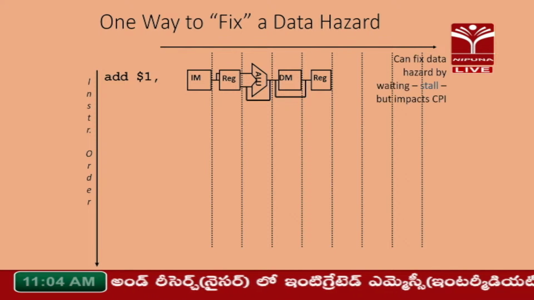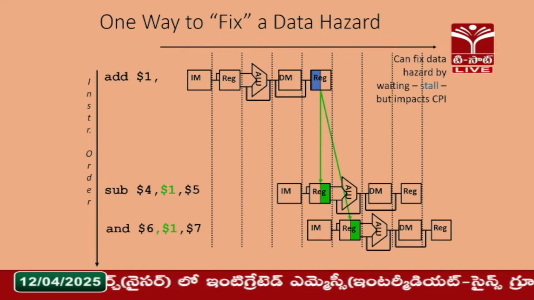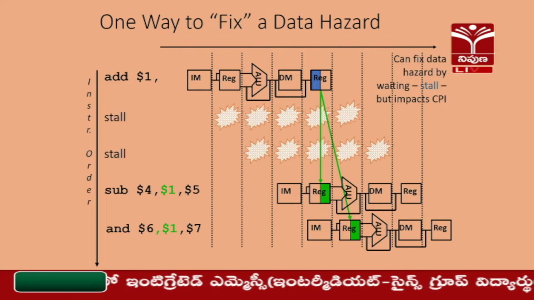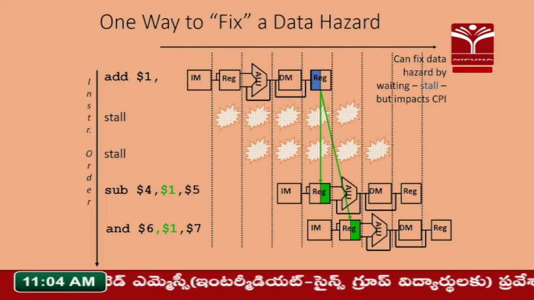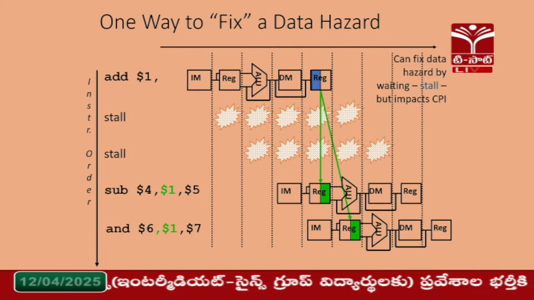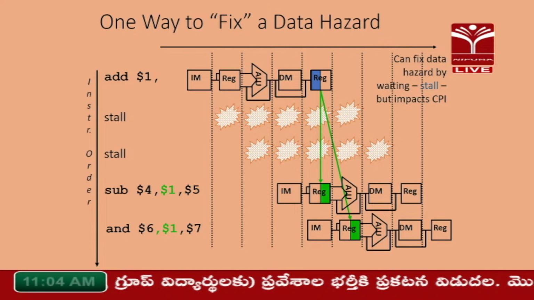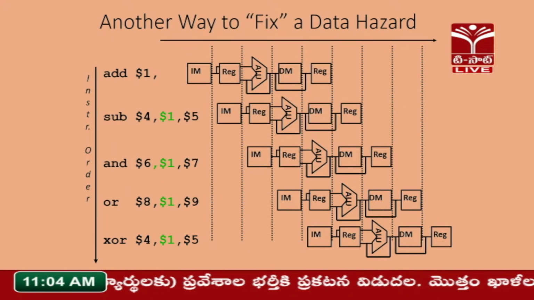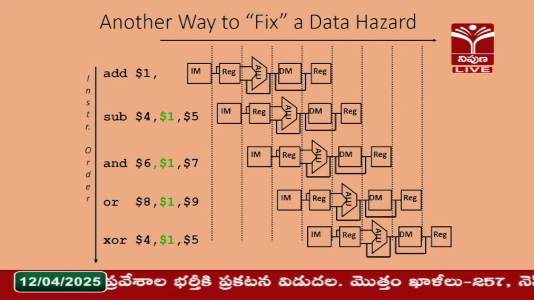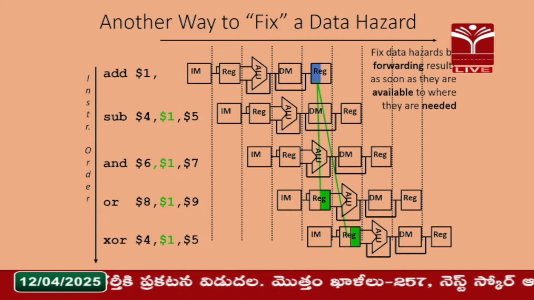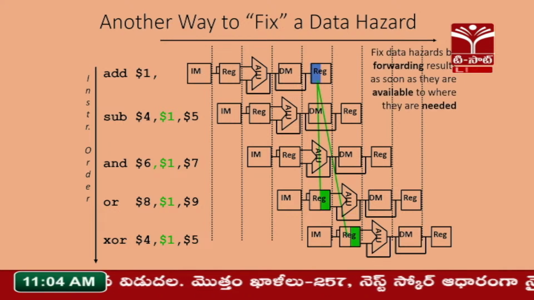So, in a data forwarding case, so this is a stall. Just now we talked about the stall. If you do a stall, then everything is going to stop and you are wasting those cycles. So, this is a graphical representation of that. And the way to fix this is you forward the data, right. So, how do you forward the data?